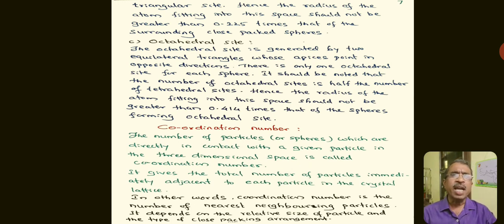The octahedral site is generated by 2 equilateral triangles whose apexes point in opposite directions. There is only one octahedral site for each sphere. It should be noted that the number of octahedral sites is half the number of tetrahedral sites. Hence the radius of the atom fitting into this space should not be greater than 0.414 times that of the spheres forming the octahedral site.